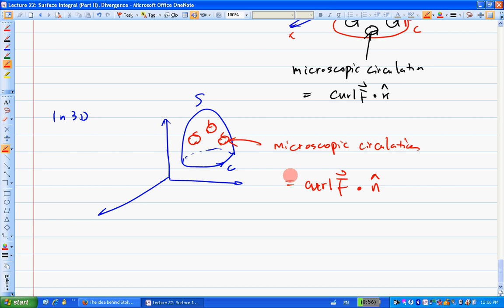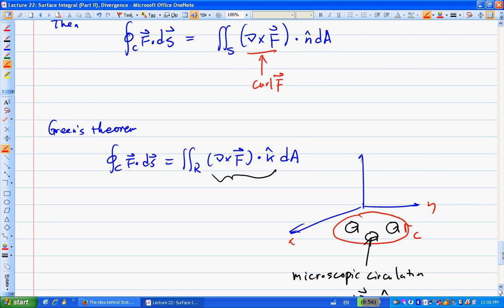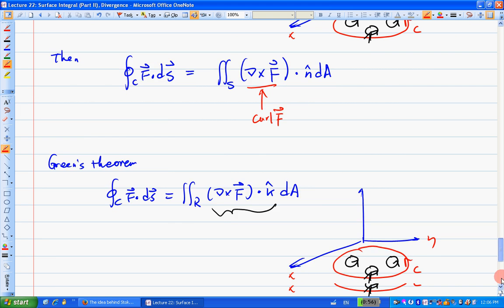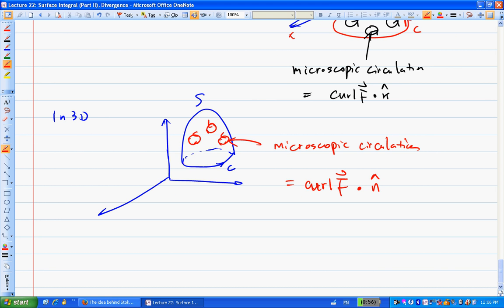And now you're looking for the total circulation, or the macroscopic circulation, around the S here. So what do you do? That's why we do this integral here. And Stokes Theorem basically tells us the total circulation around the S is the same as the circulation around this C here. So that's basically the meaning of Stokes Theorem.